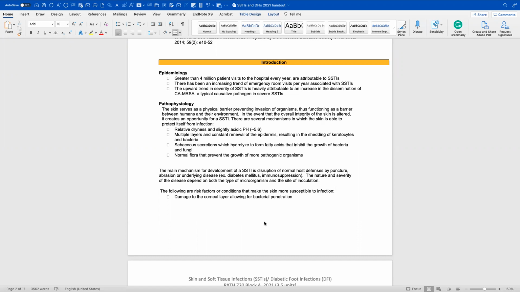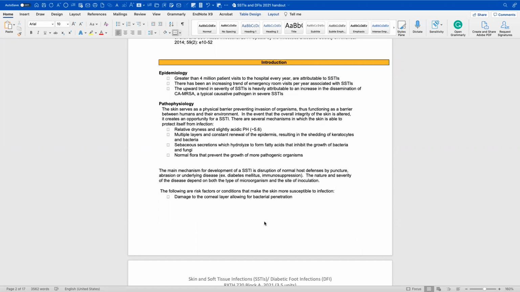And then we have a normal flora on our skin, just like with anything else, that prevents the growth of more pathogenic or bad organisms. So our skin does its job in working hard to protect us. It's when that integrity of the skin is compromised, or when an individual is immunocompromised, that we see more infection with skin pathogens. So the main mechanism for the development of an SSTI is a disruption of normal host defenses by puncture or abrasion or underlying disease, as I previously explained to you all. And the nature and severity of disease depends on both the type of microorganism and the site.